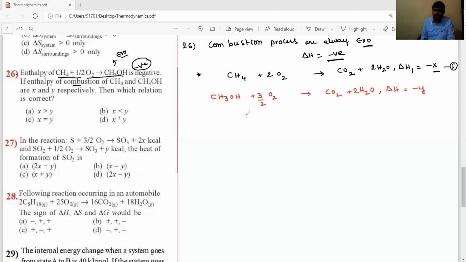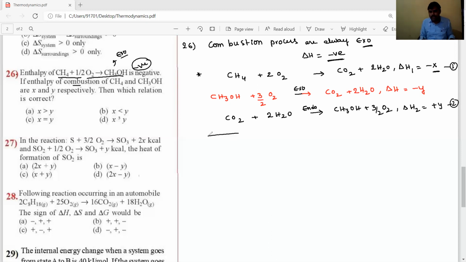The reverse equation you have to write. Then the reverse is CO2, formation of methyl alcohol, right? CO2 combined with 2 moles of water to produce CH3OH plus 3 by 2 moles of O2. It is exothermic, so the reverse is endothermic. Then delta H2 is equals to plus Y. Okay.